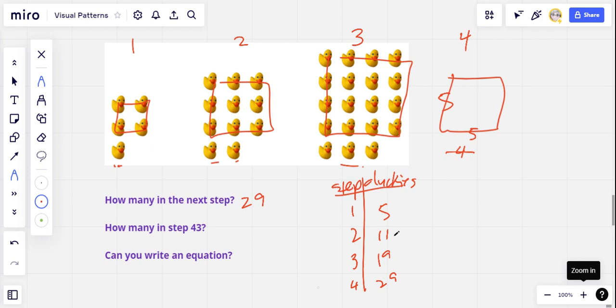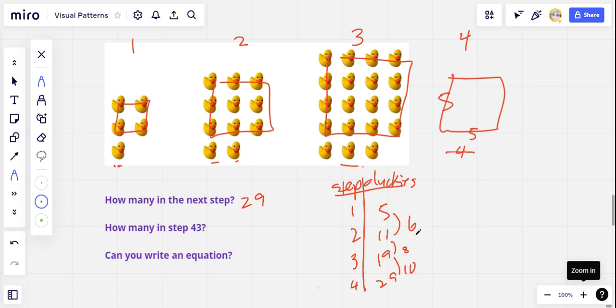To analyze these numbers, we're going to subtract. We're going to find the difference between each step. So 11 minus 5 is 6, 19 minus 11 is 8, and 29 minus 19 is 10. And we're not getting the same number in each step. That means it's not a linear pattern. If this were a constant, it would be linear. Since it's not, it's not.